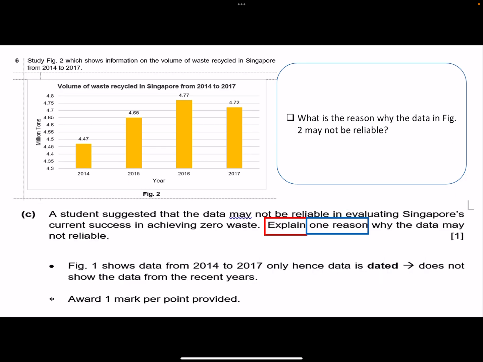Finally, for 6C, they want you to evaluate whether the data is reliable. Reliable. So one key thing they can look at from the data set here is it's done from 2014 to 2017. The year now is 2024, or maybe 2025, or maybe 2026. So whichever year it is, the data is not current. The data is outdated. Therefore, will this be reliable? No, it will not be reliable because it is outdated data. Okay, so keep this in mind.